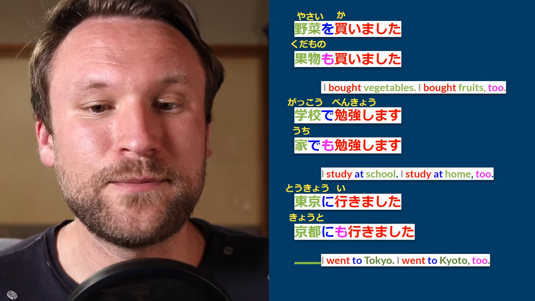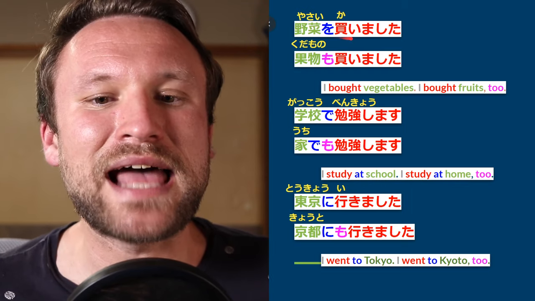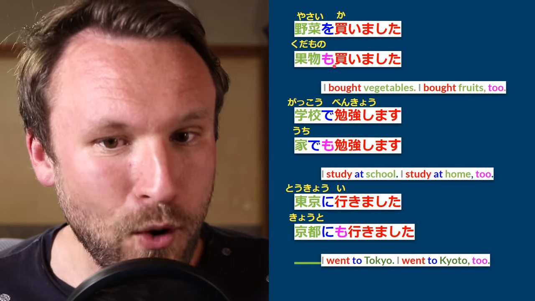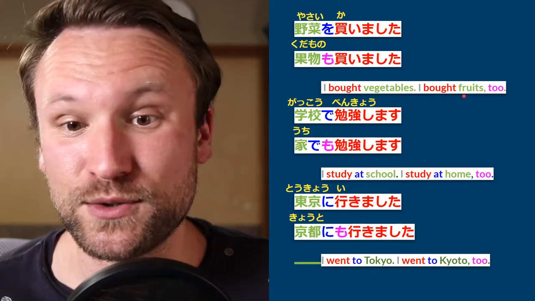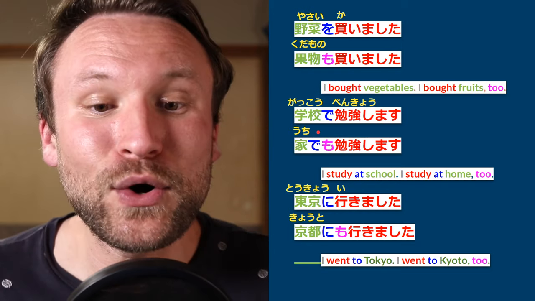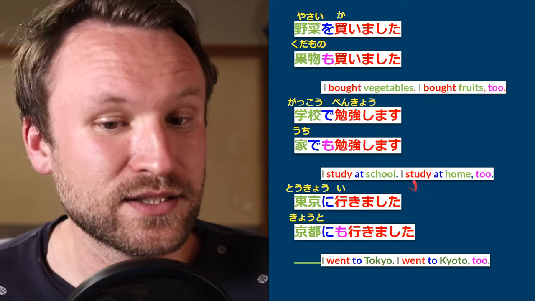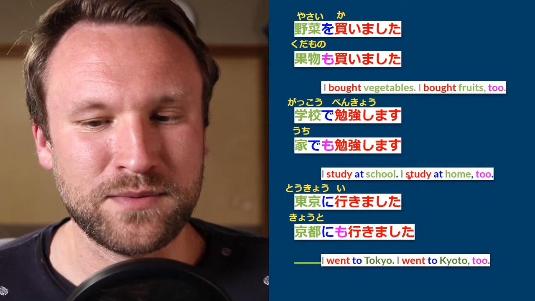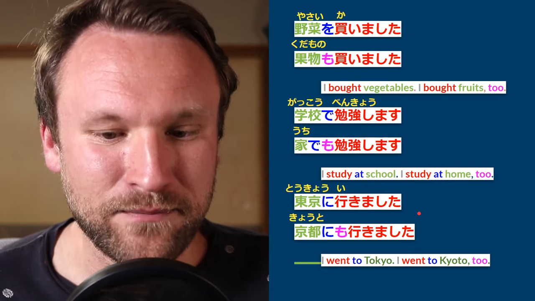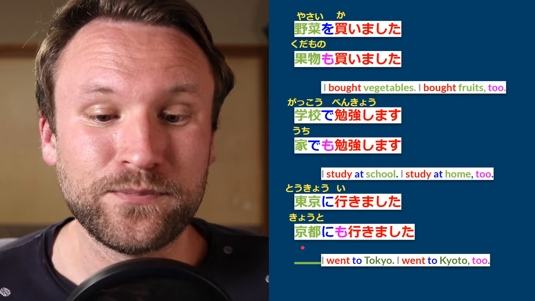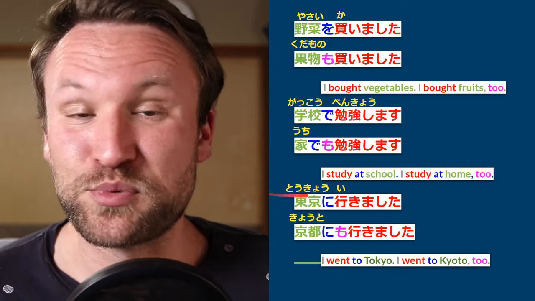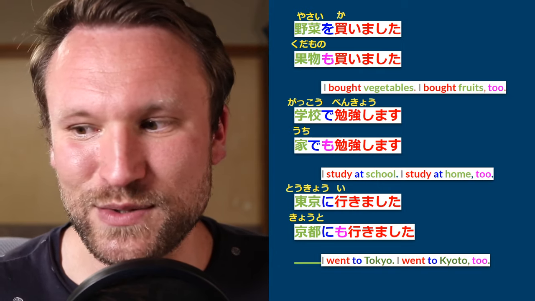Let's go over a few example pairs. So our first one is 野菜を買いました。I bought vegetables. 果物も買いました。I bought fruits too, or I also bought fruits. 果物も買いました。So we replace o here, right? 学校で勉強します。I study at school. うちでも勉強します。I also study at home, or I study at home too. 東京に行きました。I went, past tense here, to Tokyo. 京都にも行きました。I also went to Kyoto. That's a pretty common itinerary for people visiting Japan, so I'm pretty sure you can use that one.